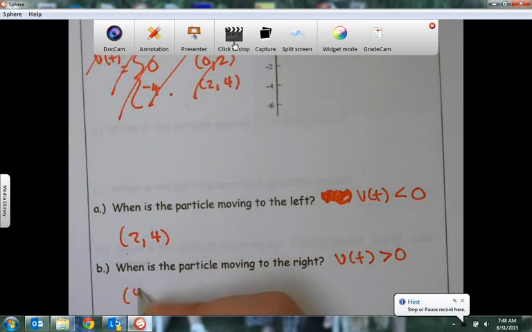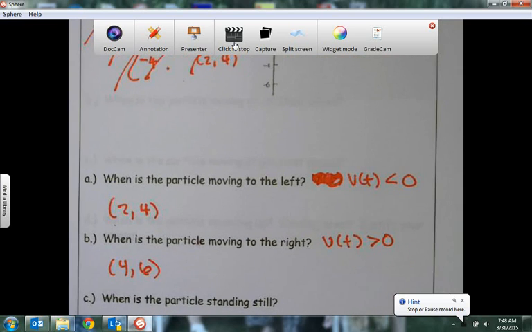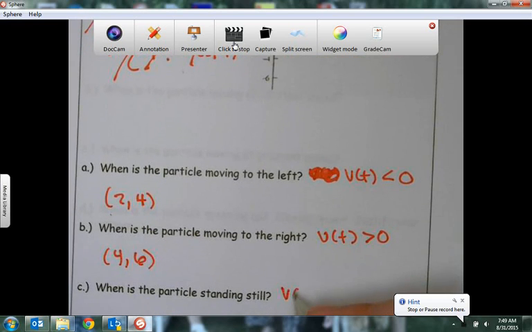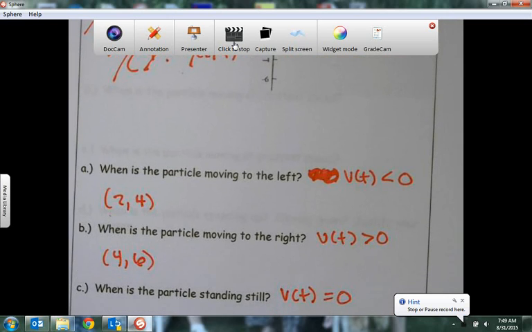And when is the particle standing still? It is when V of t equals 0. And I have a couple places. We can see from 0 to 2, union from 6 to 7.